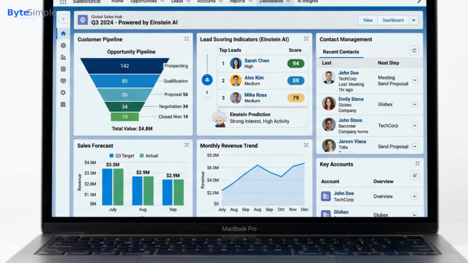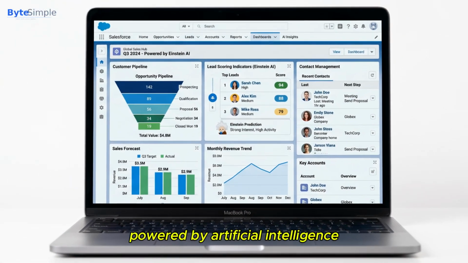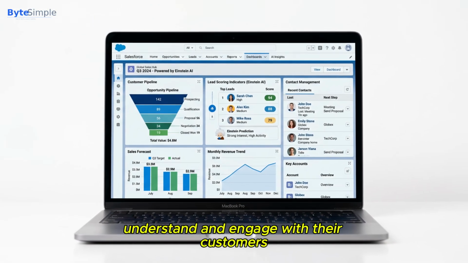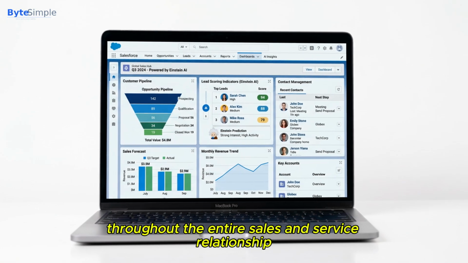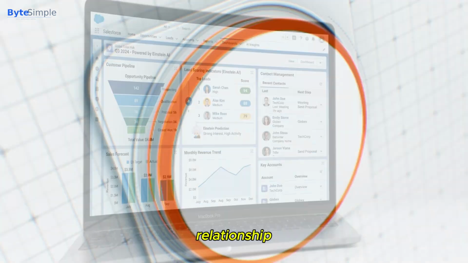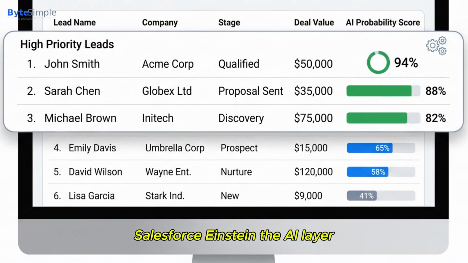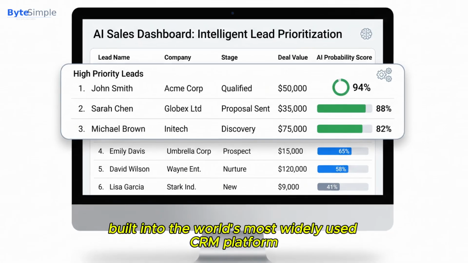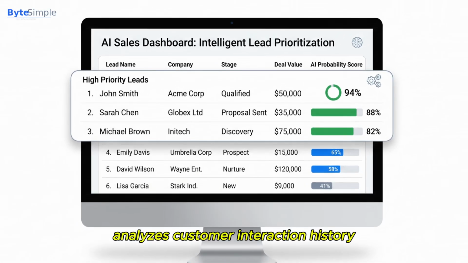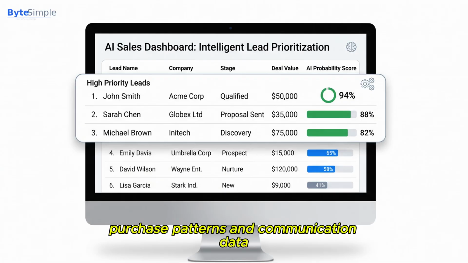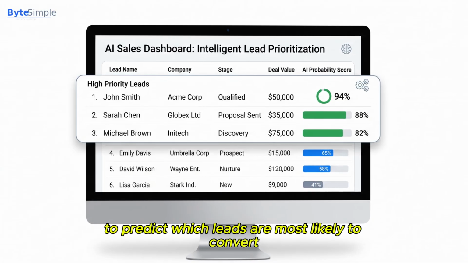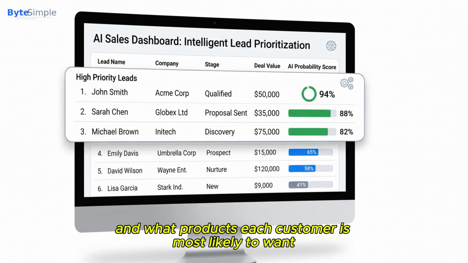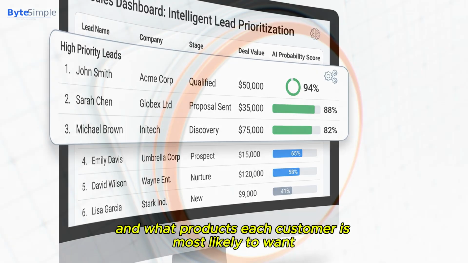AI CRM Tool. Customer relationship management systems powered by artificial intelligence have transformed how businesses track, understand, and engage with their customers throughout the entire sales and service relationship. Salesforce Einstein, the AI layer built into the world's most widely used CRM platform, analyzes customer interaction history, purchase patterns, and communication data to predict which leads are most likely to convert, which customers are at risk of leaving, and what products each customer is most likely to want next.